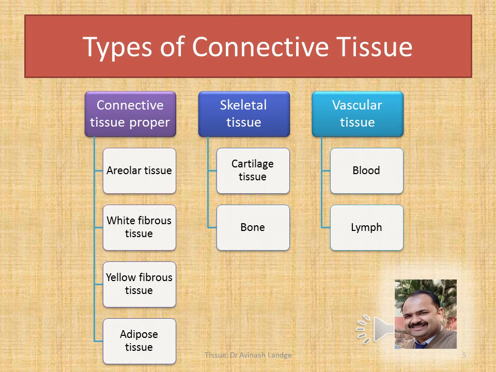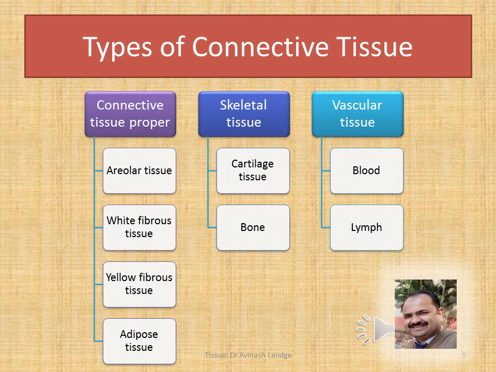The next type is skeletal tissues. Skeletal tissues are of two types, cartilage tissue and bones. The third one is vascular tissues. These vascular tissues flow in our body, that is blood, because blood is also connecting all the body parts. It carries substances from one part to another. It carries oxygen from one part to another. Food is transported with the help of blood. And the next type is lymph.